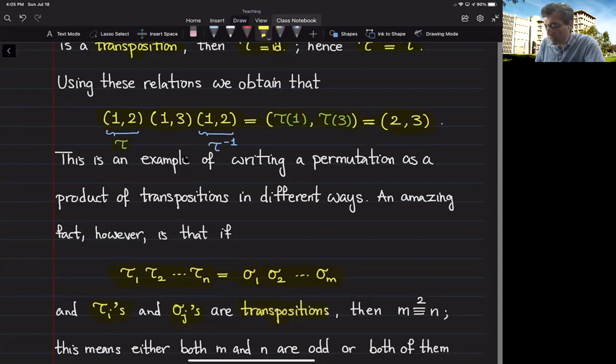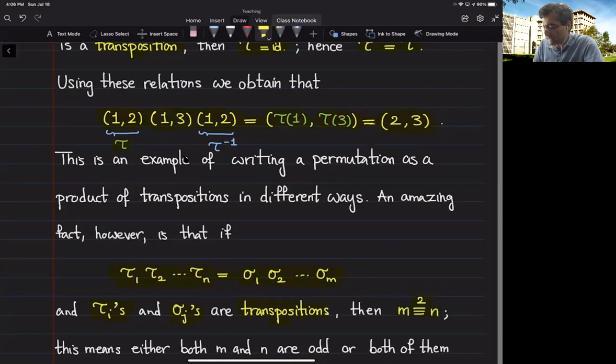Even though m and n can be different, as we see here, where there are 3 of them on one side and 1 on the other, in whatever method you use, either both m and n are odd or both of them are even. In a compact way, we can say that m should be congruent to n modulo 2. As we can see here, there are 3 here and 1 here, so both of them are odd. That's the amazing fact that we are going to show.